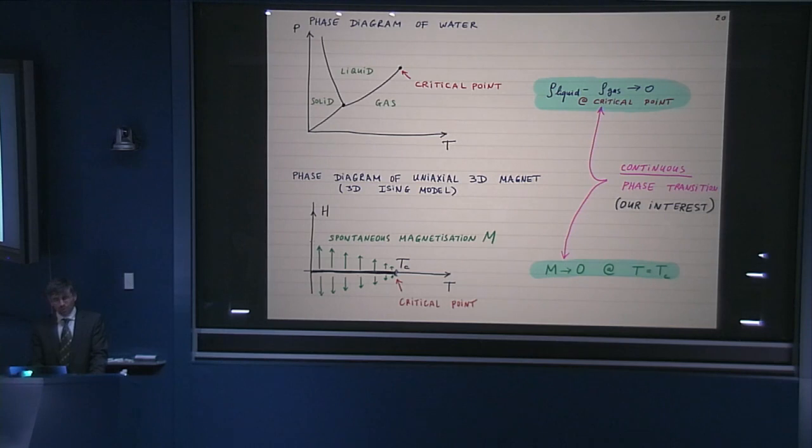Then at some temperature, this magnetization is going to disappear. So the magnet will stop being a magnet. And so this temperature where the magnetization disappears is also an example of the critical point. So you see the analogous quantity to the difference between the densities of the liquid and gas. Here, it's the magnetization which goes to zero at the critical point. So these are the critical points of continuous phase transitions, and this is going to be our interest.